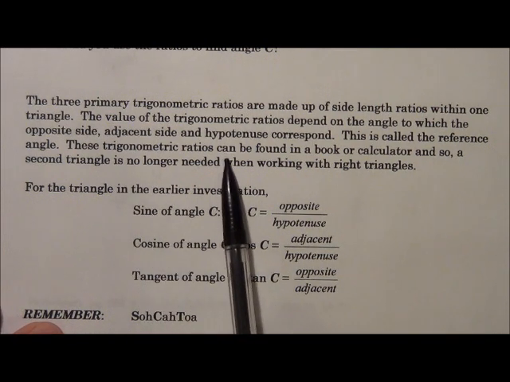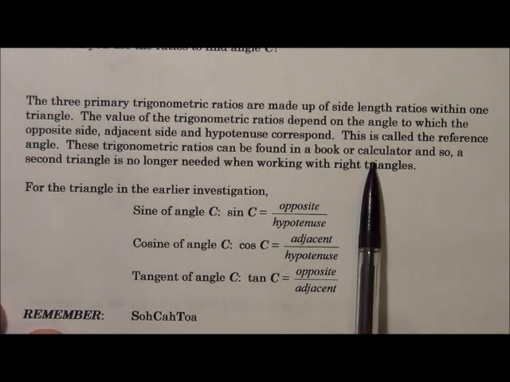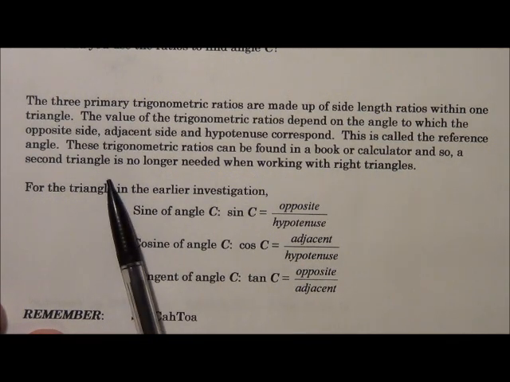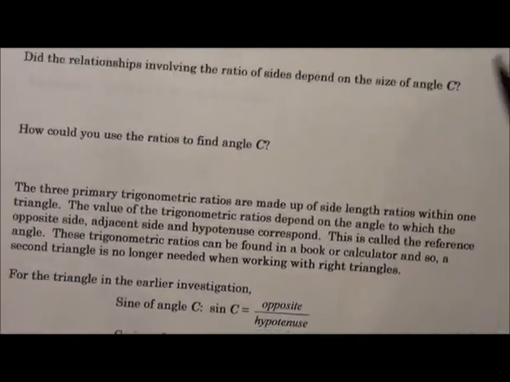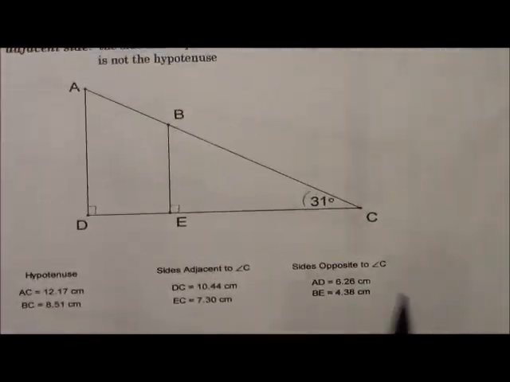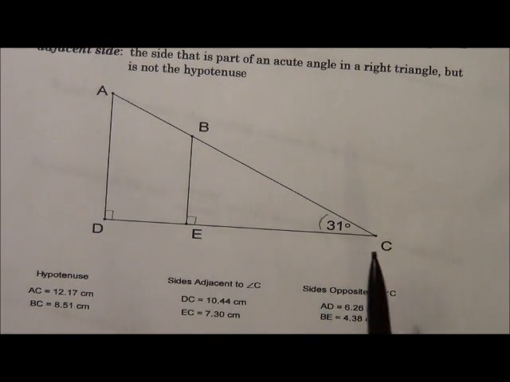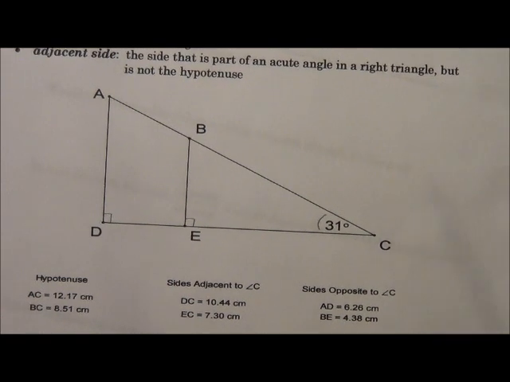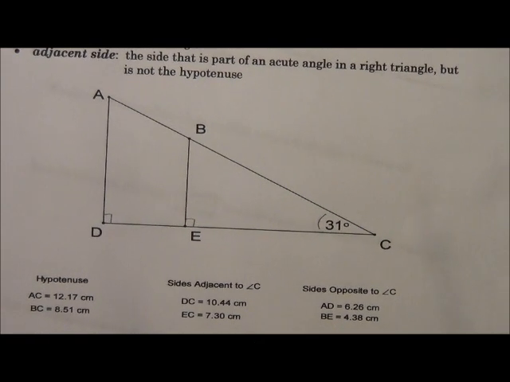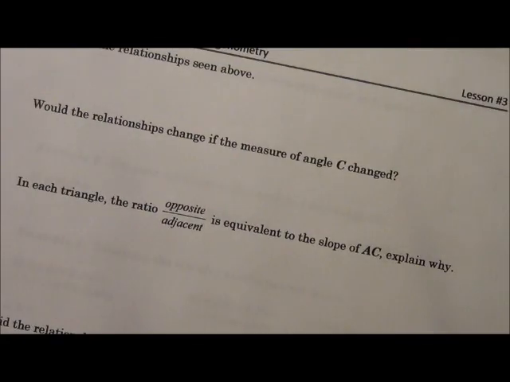The trigonometric ratios can be found in a book, which is kind of old school, or a calculator, and a second triangle is no longer needed, because the way we did it with these two similar triangles, we don't need those anymore. Somebody a long time ago, or many people a long time ago, did all the research for us and worked out all the trig ratios, which is now very handy for us to use.